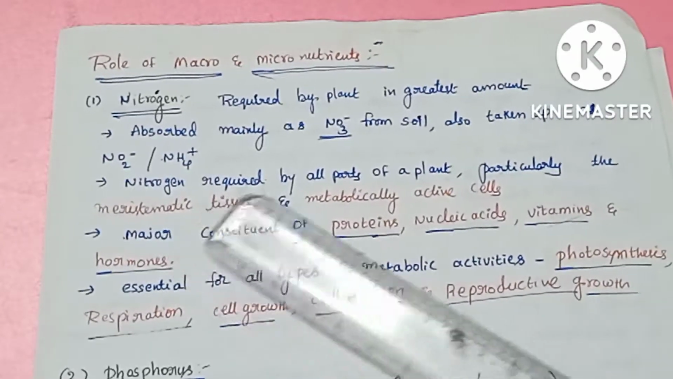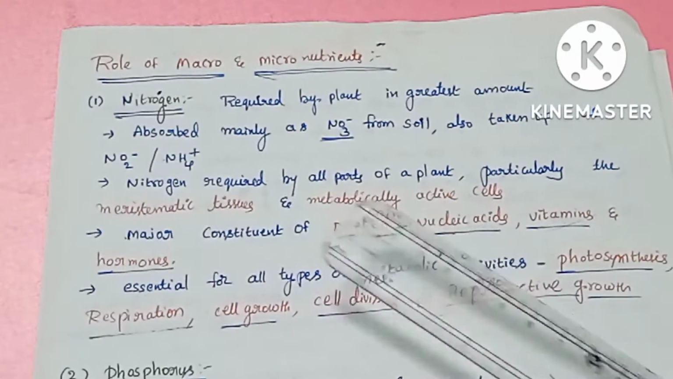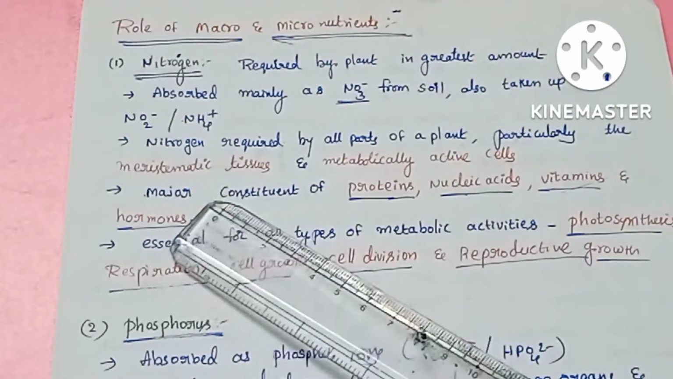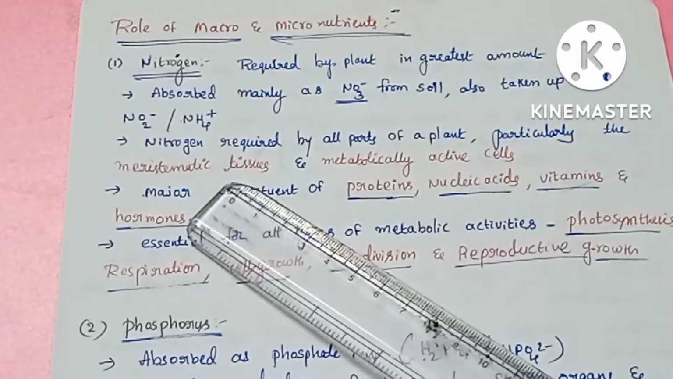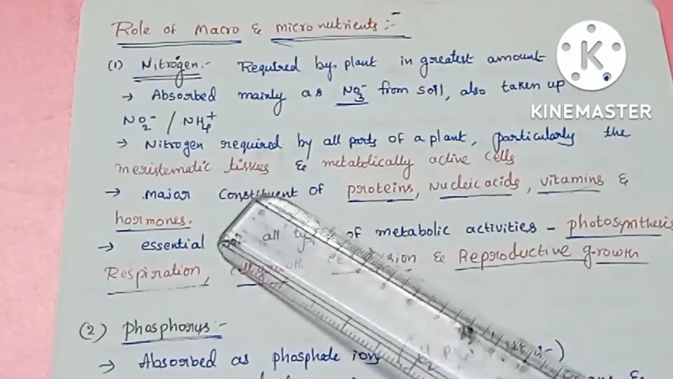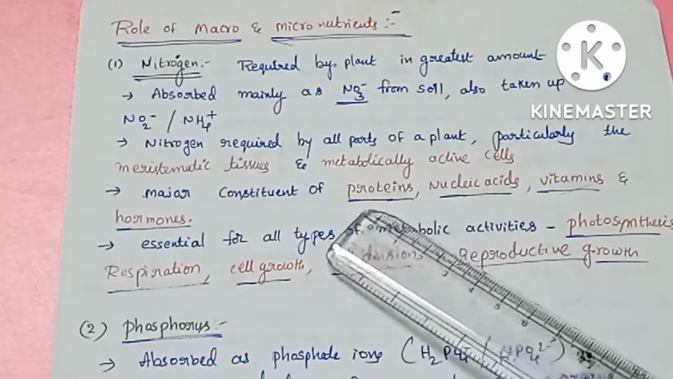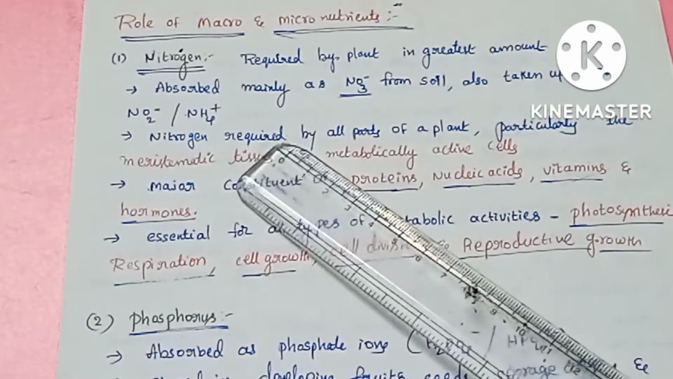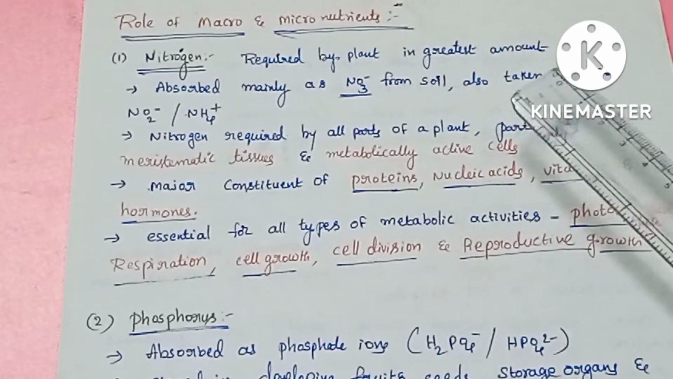Nitrogen is required by all parts of the plant, particularly the meristematic tissue. In the meristematic tissue, what will happen? Cell division occurs, right? Rapid cell division occurs in the meristematic tissue. It is also required for metabolically active cells. So nitrogen is required for the meristematic tissues and metabolically active cells.